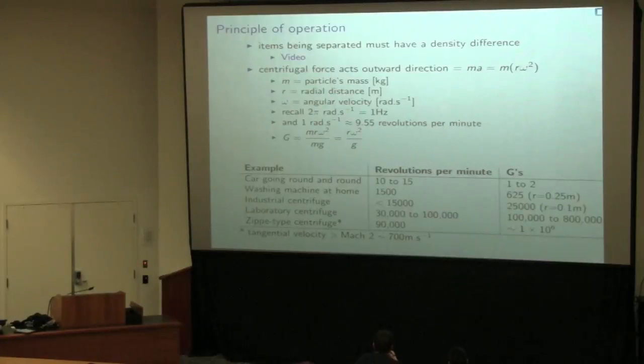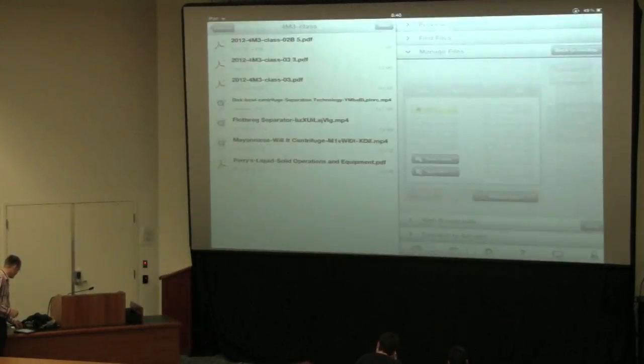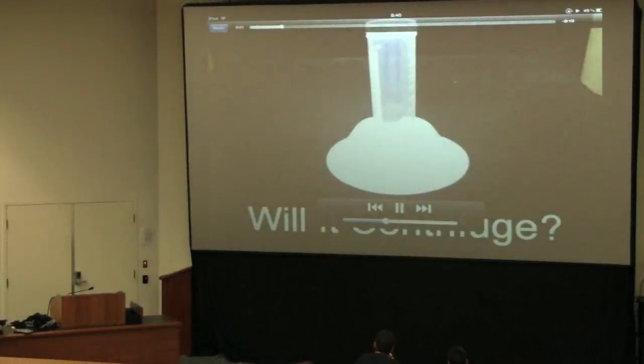Okay, so let's delve into some mathematics and modeling for centrifuges. The main principle, as I said, is of course we require a density difference between the two materials we're wanting to separate. Notice here, it's not a difference in mass. We require only a density difference between the two materials we're trying to separate. So here, for example, I was wondering this yesterday, and I thought this would be interesting to show. What happens if you centrifuge mayonnaise?